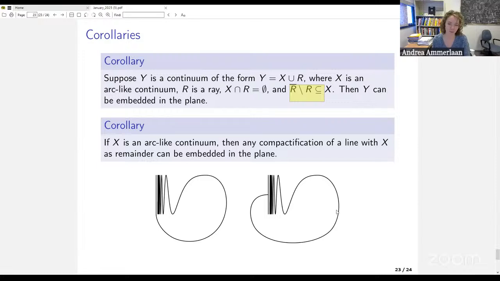Here are just two examples. They're both variants of the Warsaw circle. In one case you have a circle-like continuum, in the other a noose-like continuum. But yeah, they can be embedded in the plane quite clearly.